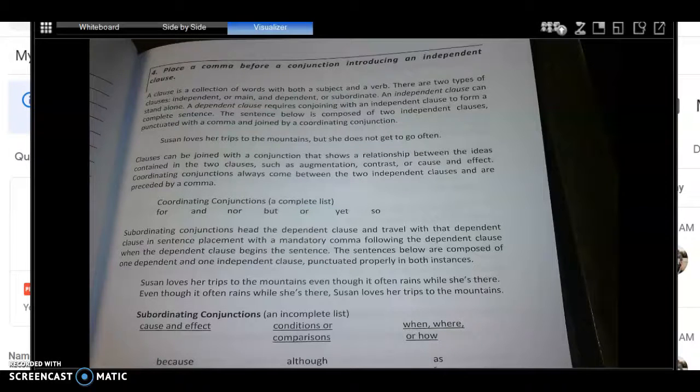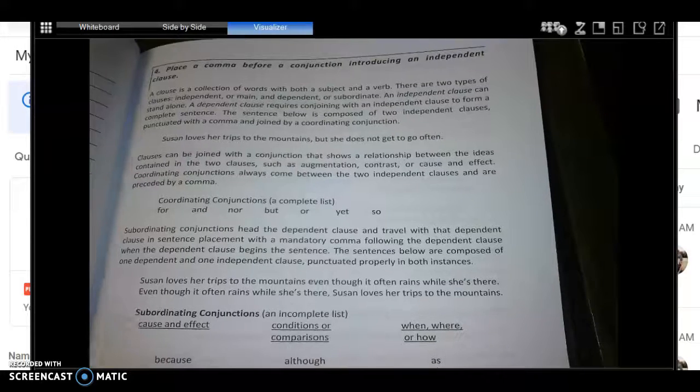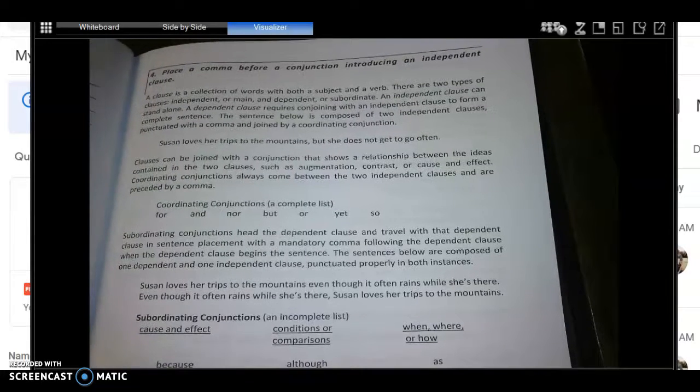Hey guys, today we're going to talk about using a comma before a conjunction when we're using independent clauses. So this is on page 9 of your book, the Elements of Style workbook. So go ahead and pull that out, or you can look with me on the screen here.